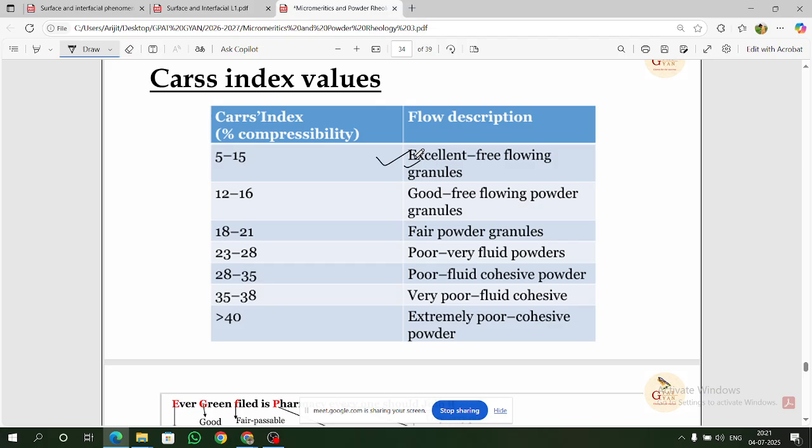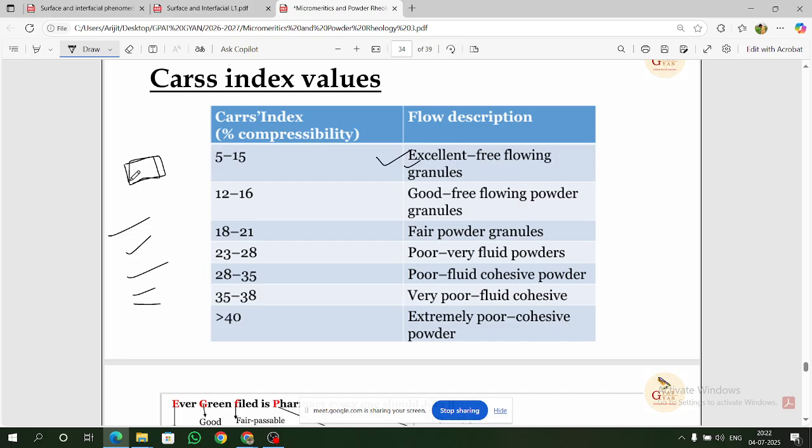Why is this like that? Because if compressibility is very low, you can think that obviously it can flow easily, because after compaction it will not get rigid. Rigid, you can understand, means it will get totally static. If the compressibility is very high, it will become a rigid particle, so the flow property will be extremely poor. So try to understand.